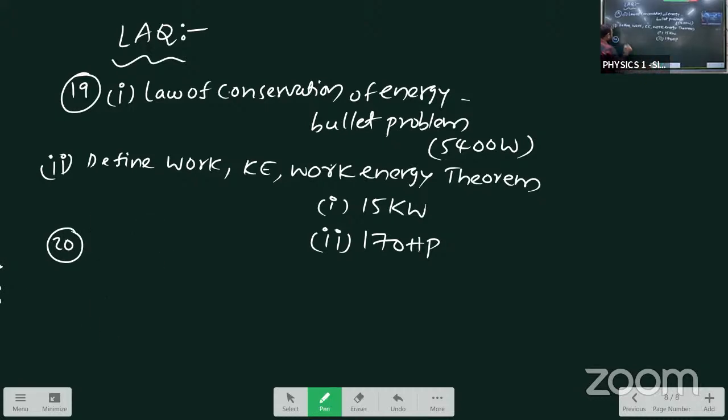For the 20th bit, question number 1: define SHM. Question number 20 is from oscillations. Oscillation 8 marks weightage. Work power energy 8 marks weightage. 1 more, thermodynamics 8 marks weightage. So define SHM. A particle moving in a circular path, with respect to its diameter its motion is SHM. So define SHM.